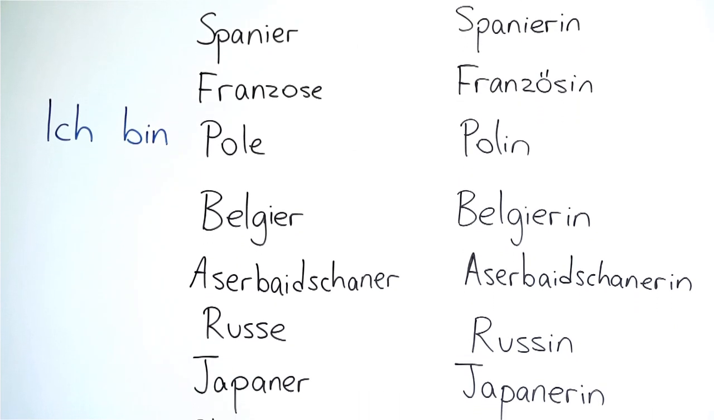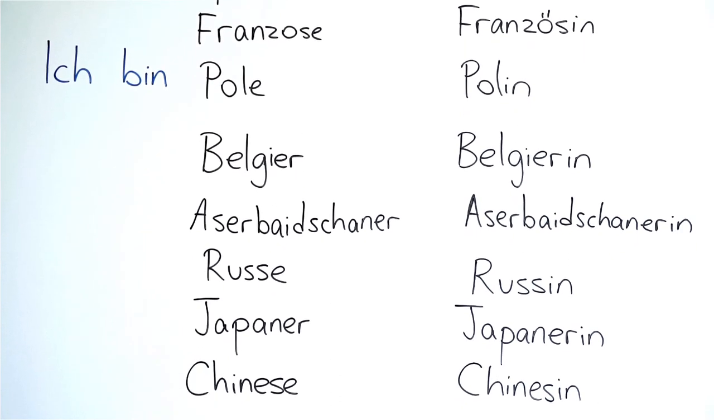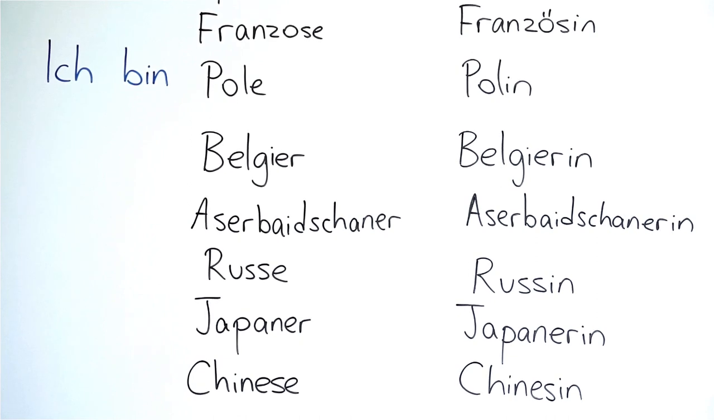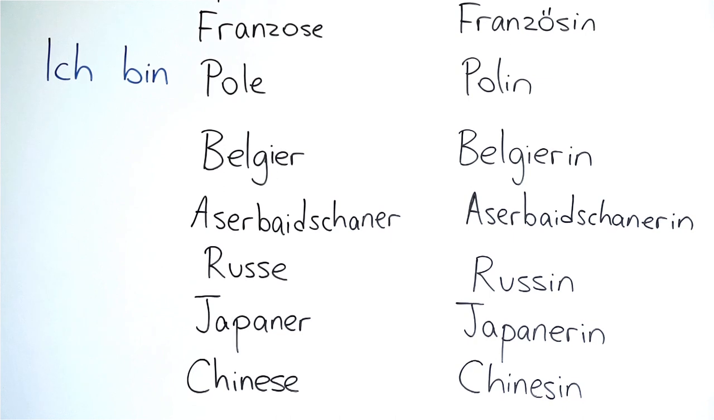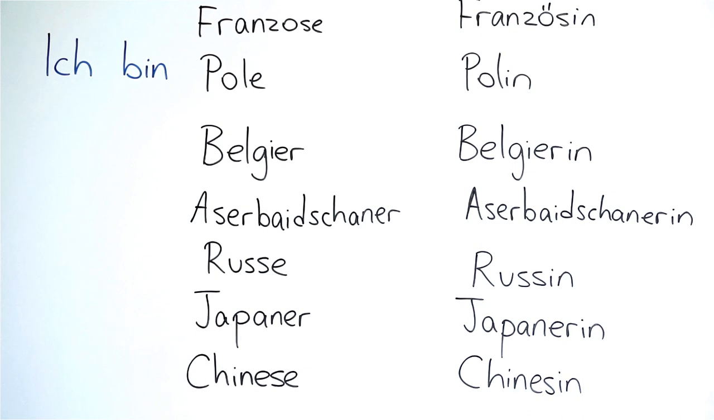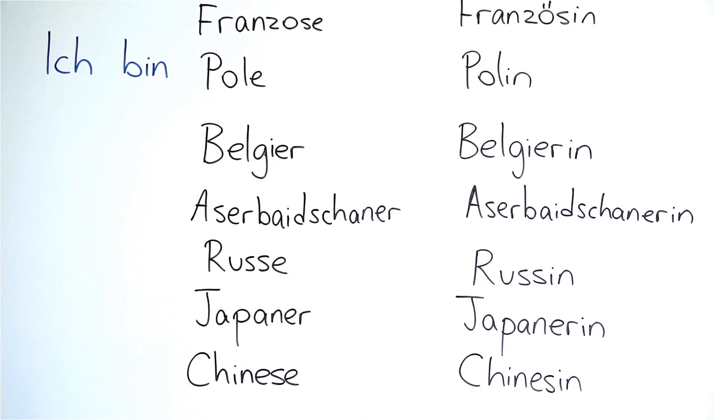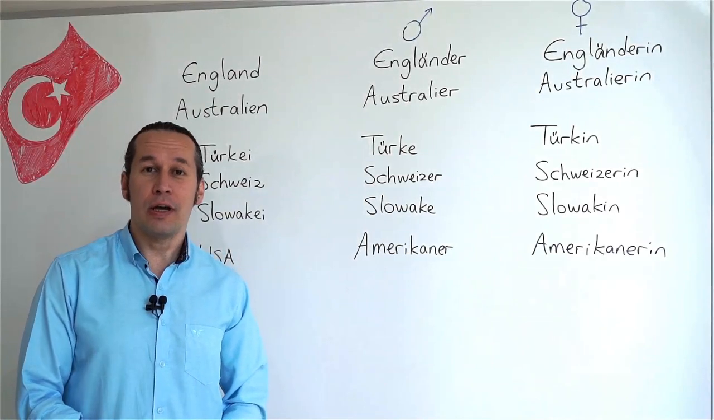Ich bin Belgier. Ich bin Belgierin. Ich bin Aserbaidschaner. Ich bin Aserbaidschanerin. Ich bin Russe. Ich bin Russin. Ich bin Japaner. Ich bin Japanerin. Ich bin Chinese. Ich bin Chinesin. Let's continue with the other countries.